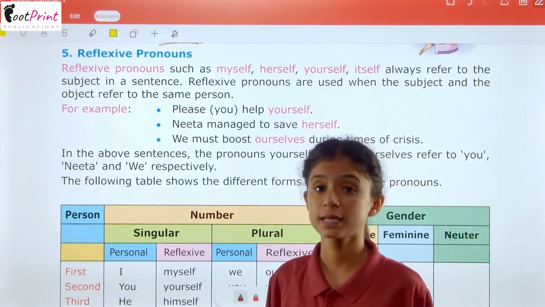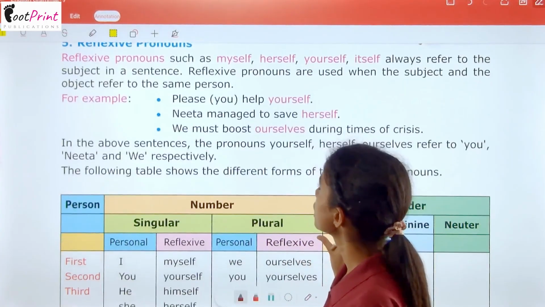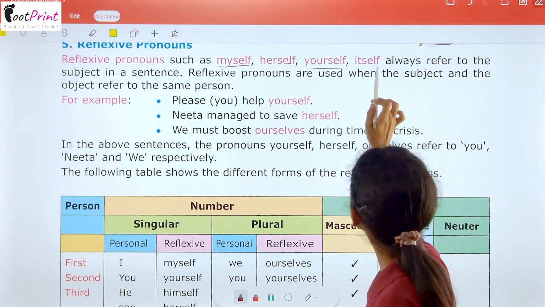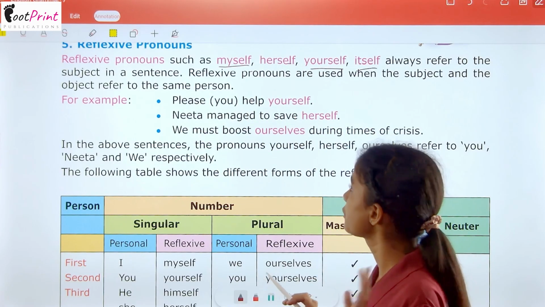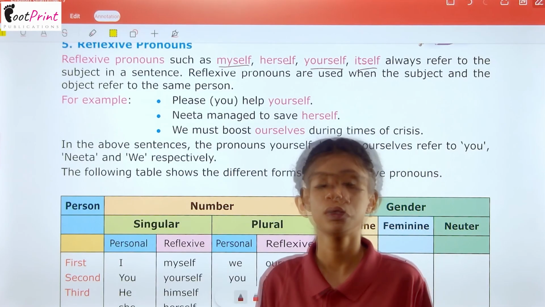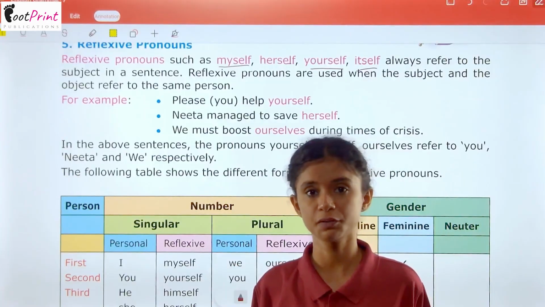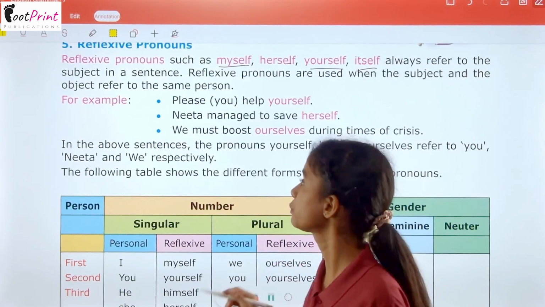Now we have reflexive pronouns. Let's read what these are. Reflexive pronouns such as myself, herself, yourself, itself always reflect the subject in the sentence, okay. A reflexive pronoun reflects the subject itself. It refers to the subject itself.